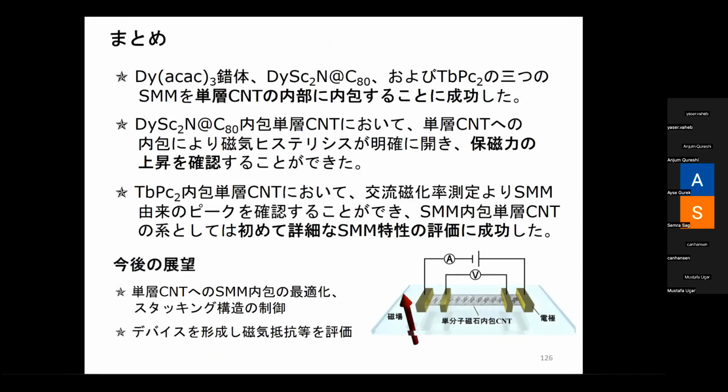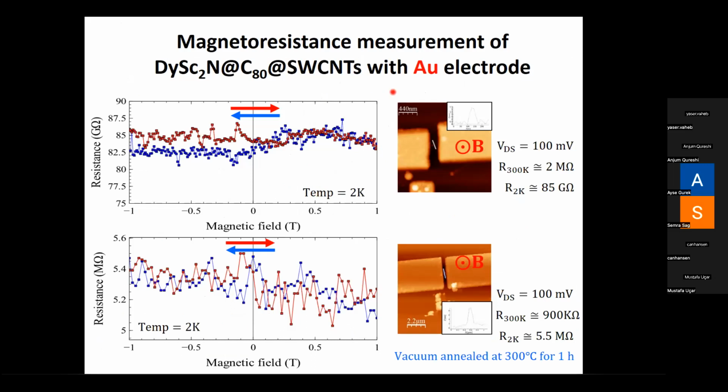So I'm sorry, this is Japanese, but I take one carbon nanotube by lithography, put electrodes to measure the magnetic resistance. So first, I use a gold electrode, but this is a single carbon nanotube. Okay, so this is the electrode. No magnetic resistance.